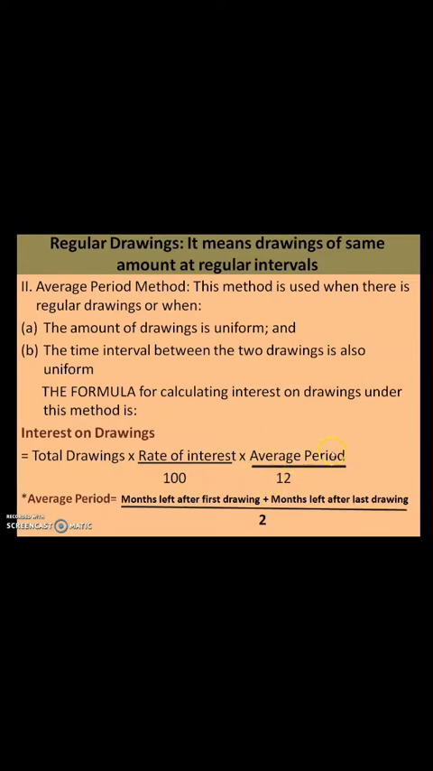Now to calculate this average period, there is a formula. Average period is equal to months left after first drawing plus months left after last drawing, divided by 2. So these formulas you have to study. Now under the average method, there are 6 situations which we have to study thoroughly. Here is the first situation.